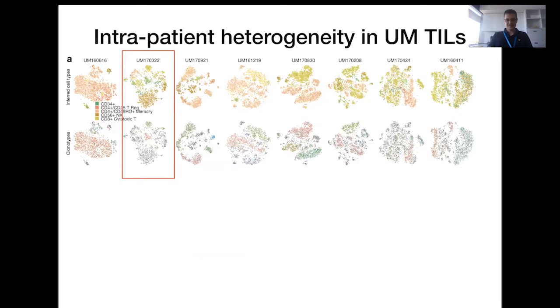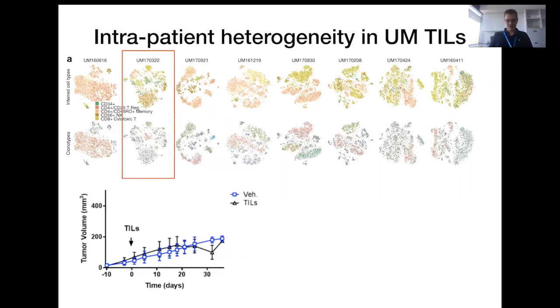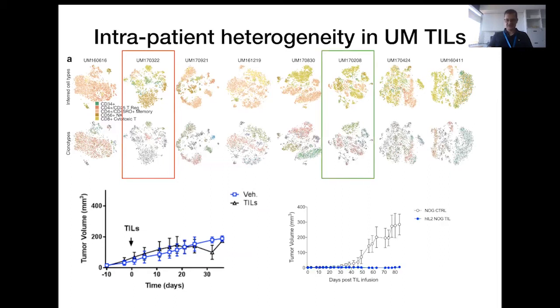We developed PDX models from 2 of these TIL cultures' corresponding patients. And we could see in this case that the tumor grew even though we transfused the TILs into the mice. But in this case, the TILs could actually eradicate the uveal melanoma in this PDX version, so it's suggesting that some patients' T cells are actually good enough for adoptive T cell transfer.